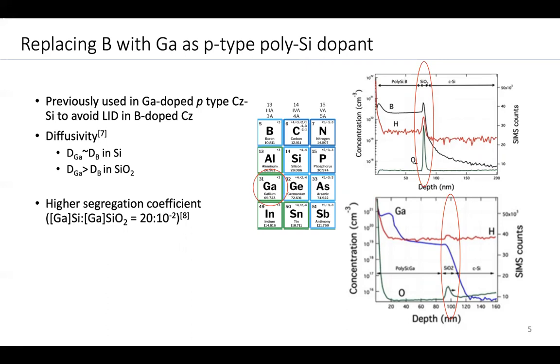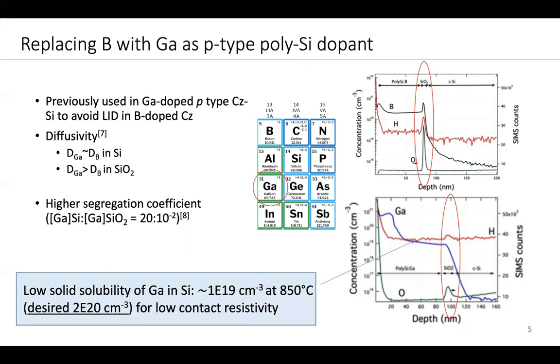However, in order to use gallium in the highly doped polycrystalline silicon layer, we need to face the challenge of its low solid solubility, which is around 10 to the 19th per cubic centimeter. Ideally, we want to achieve doping one order of magnitude higher than this to make good contact to the metal.